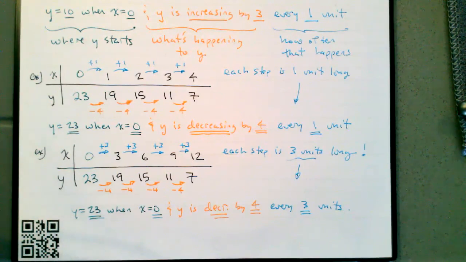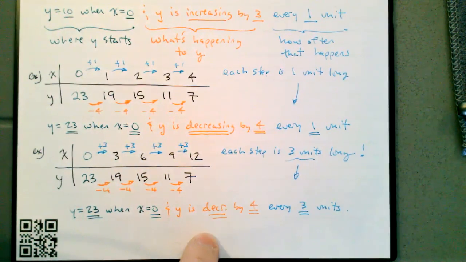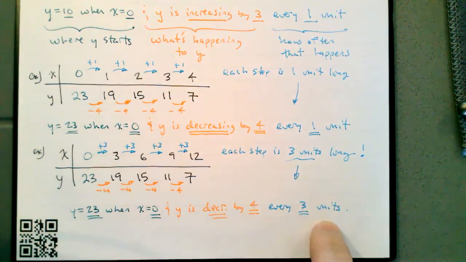But like I said at the beginning, you're familiar with half of the stuff that we're doing. I just want to put more thinking around what's going on. I want you to be able to describe where things start, what's happening to the y, how often that happens. Y-intercept, just any starting point really. Rise and run. Rise is what happens to the y, run is how often that happens.